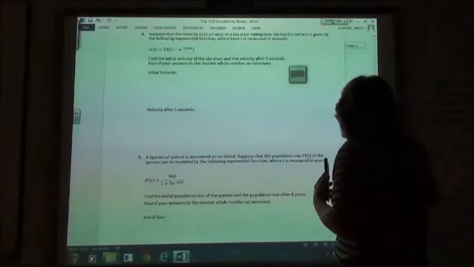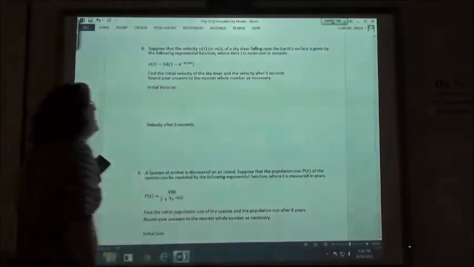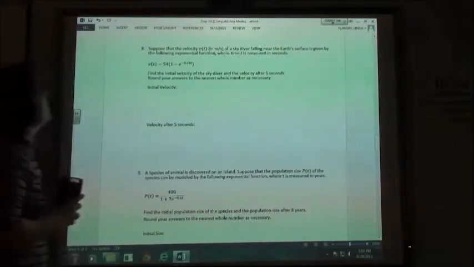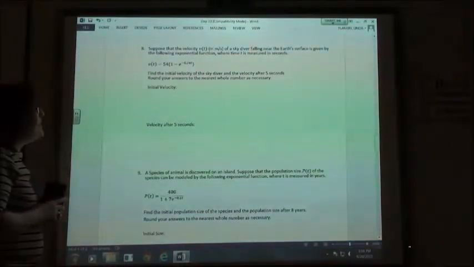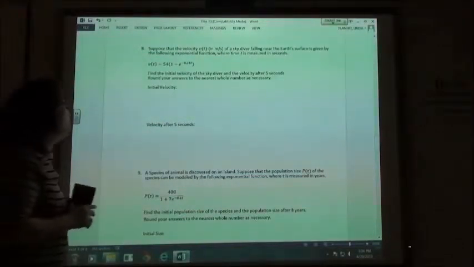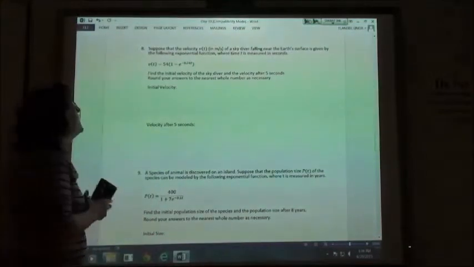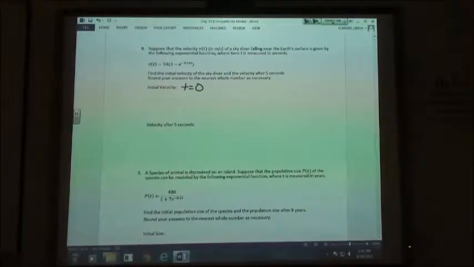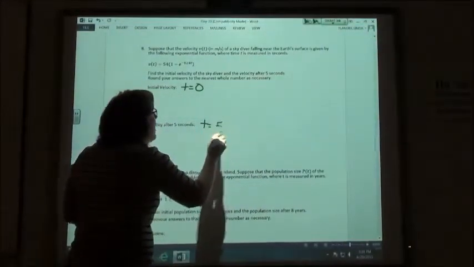Number 8. Oh, that's a crazy looking one. It says, suppose that the velocity v of t in meters per second of a skydiver falling near the Earth's surface is given by the following exponential function, where t is measured in seconds. 54 times 1 minus e to the negative 0.24 t. So, I want to find the initial velocity. Initial velocity means I haven't started yet. My time is 0. Then I'm going to find the velocity after 5 seconds when my time is 5.